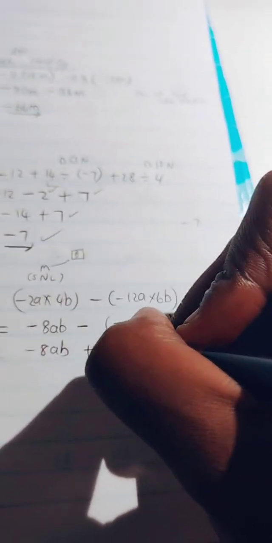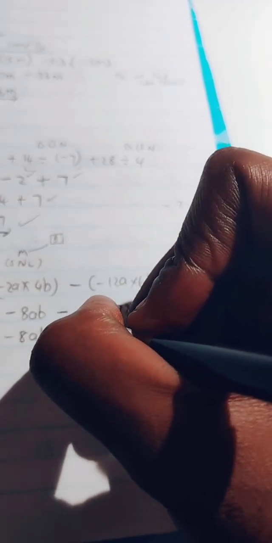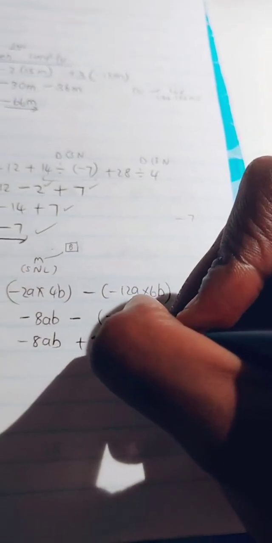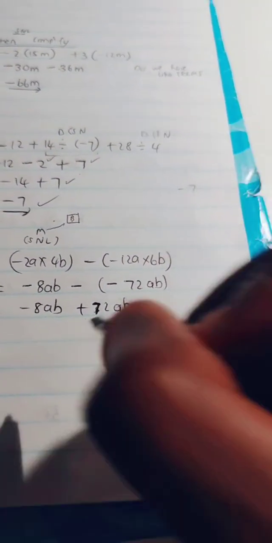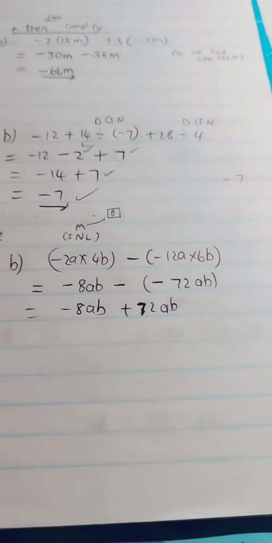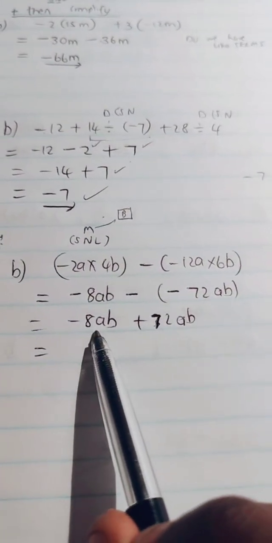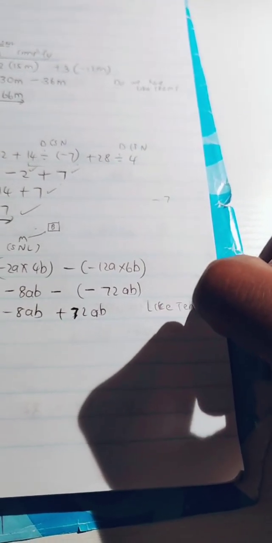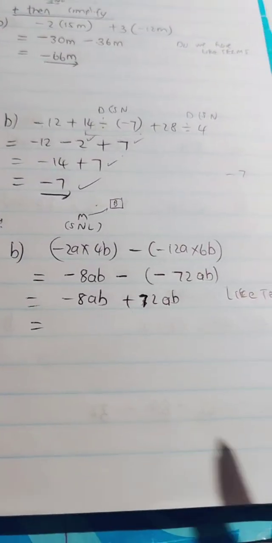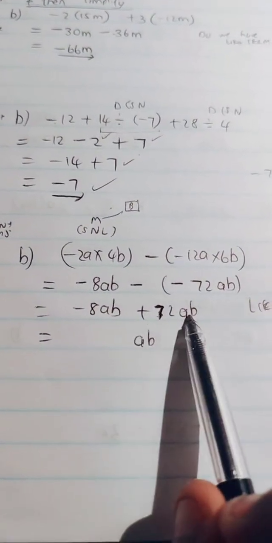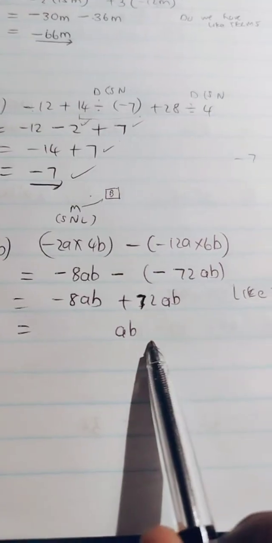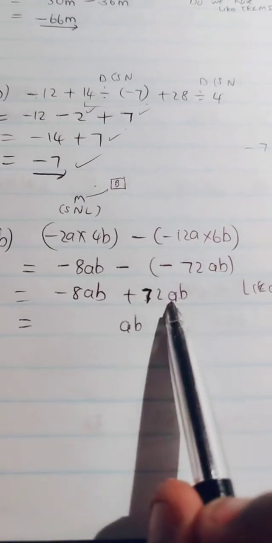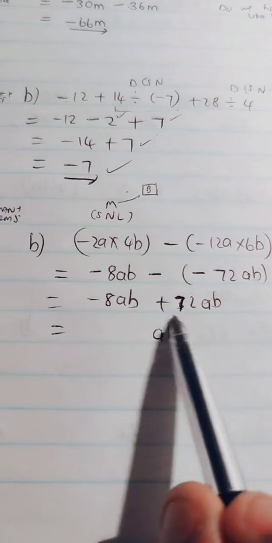So I get a positive 72ab. All right. And at this stage, guys, as I said, you can use your calculator for the numbers. I know that these are negative 8ab plus 72ab. These are like terms. And we know that when we add and subtract like terms, we keep the letters of the alphabet. AB is going to be there. And we add or subtract the coefficients, the numbers.